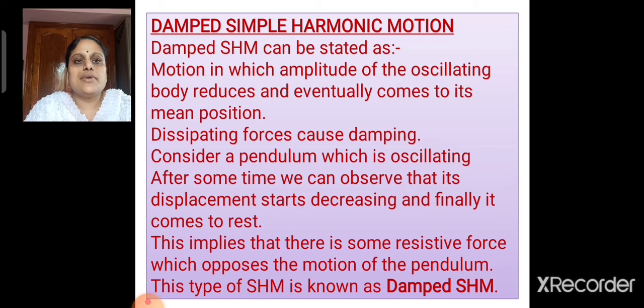Now consider a pendulum which is oscillating. After some time, we can observe that its displacement starts decreasing and finally it comes to rest. This implies that there is some resistive force which opposes the motion of the pendulum. This type of SHM is known as damped SHM.